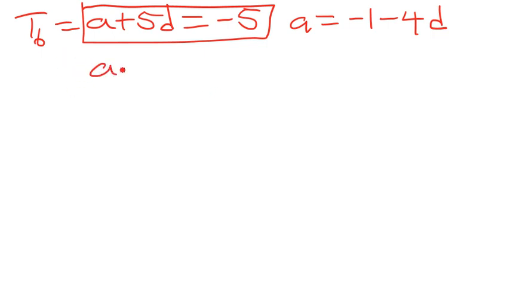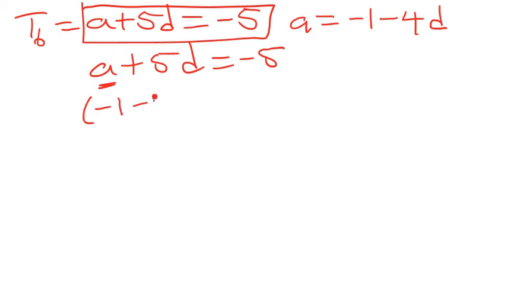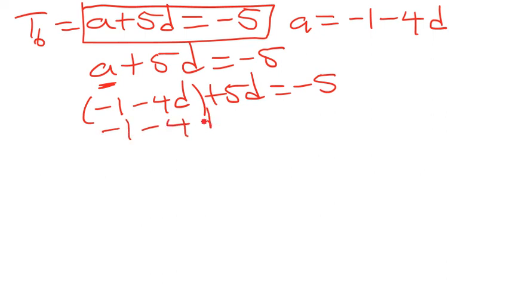We have a plus 5d is equal to negative 5. So now there is a there. I'm going to substitute negative 1 minus 4d in brackets, plus 5d, that is equal to negative 5. Now this will give me negative 1 minus 4d plus 5d, that is equal to negative 5.